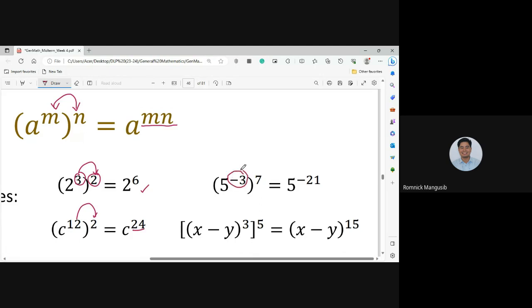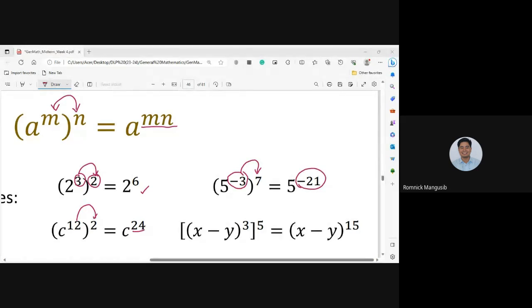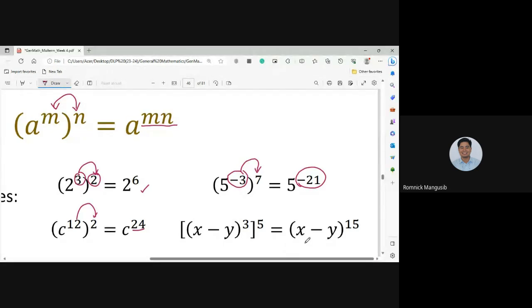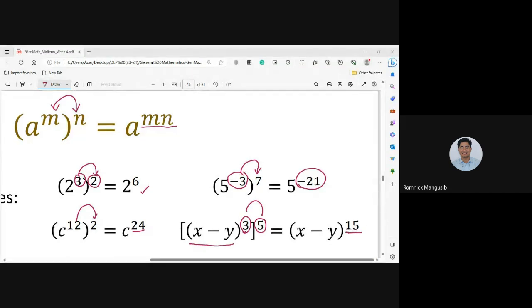Kahit negative yan class, you need to multiply. Negative 3 times 7 is negative 21. So 5 raised to negative 21. Hindi magbabago yung base, okay? Hindi muna magbabago ang base unless magsisimplify ka na. Another, here, so you see that x minus y is raised to 3, again raised to 5. So 3 times 5 is 15. Are we clear on that? Can you give me a thumbs up? Okay, so I can see many thumbs ups.